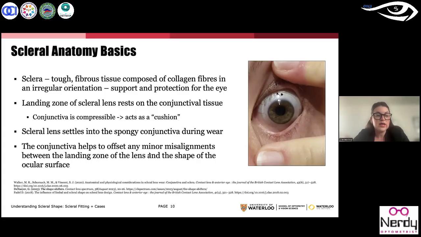The conjunctiva is to some degree compressible, and we say it acts a little bit like a cushion, and the scleral lens settles onto that spongy conjunctiva over the wear time. The conjunctiva to some degree helps to offset any minor misalignments between the landing zone and the shape of the ocular surface. So it gives you a little bit of a built-in error control mechanism. But we don't want to be relying on that. We want the lenses to be very well aligned to the sclera.